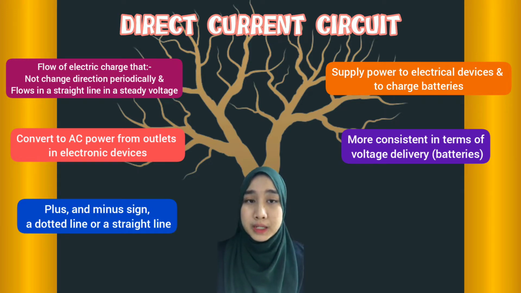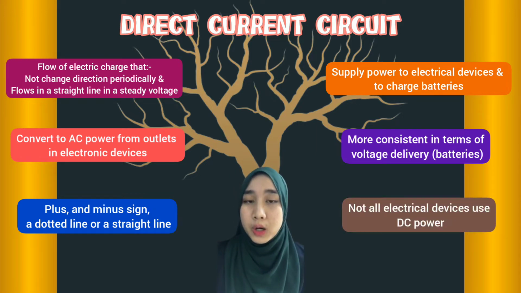DC is symbolized by a combination of plus and minus signs, a dotted line, or a straight line. Not all electrical devices use DC power. Household appliances such as lamps, washing machines, and refrigerators all use AC power, which is delivered directly from the power grid through power outlets.